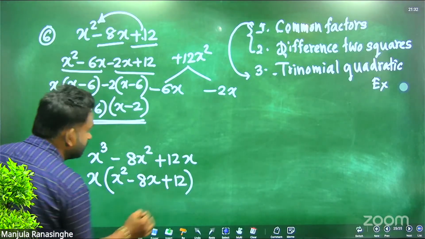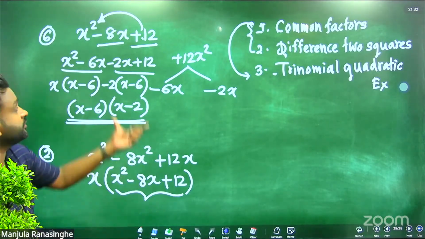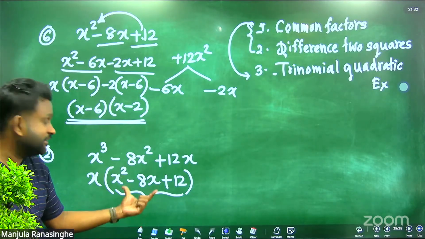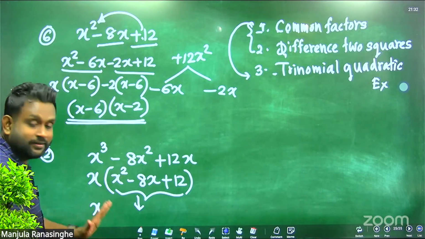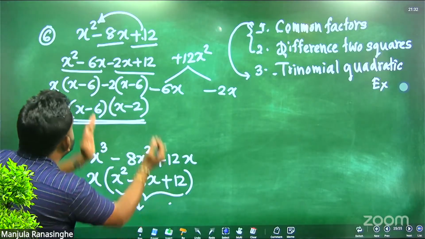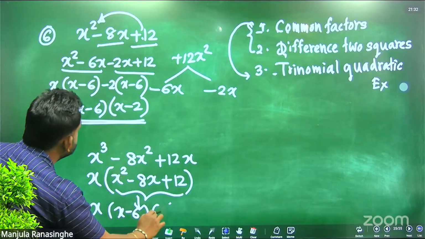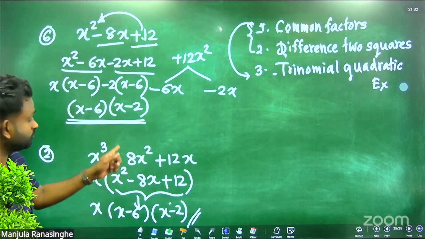Now what happened? This inside question is what? The same question as above, that is trinomial quadratic. Then you have to factorize it as normal, but here x is only there, just not repeated. So you do it like this question and take the answer here, x times x minus 6, x minus 2. Understood this question? Hands up those who understood this question.